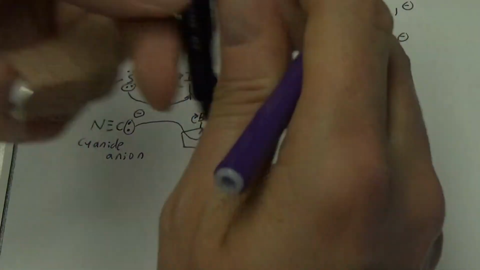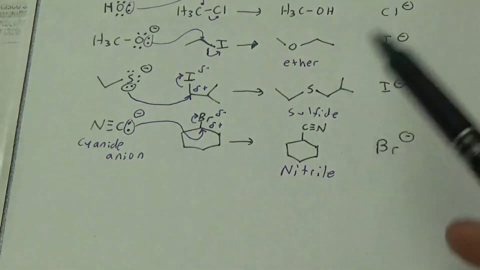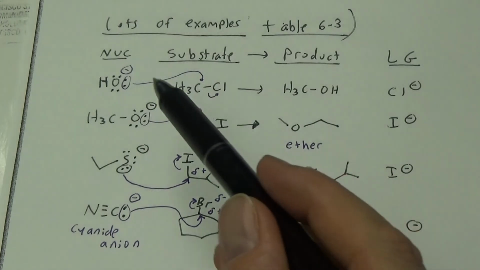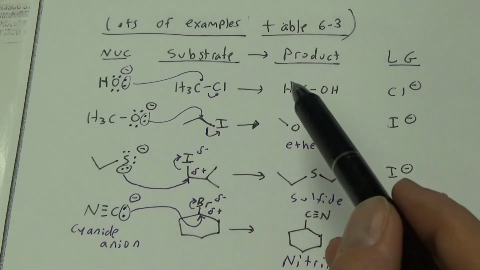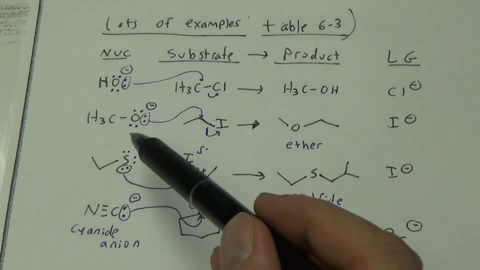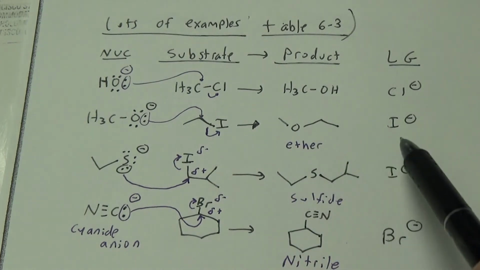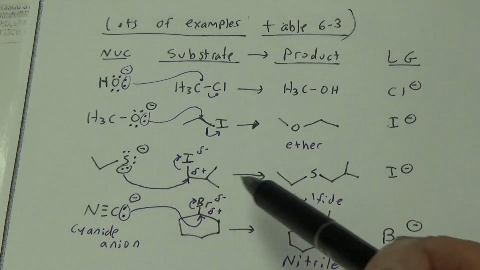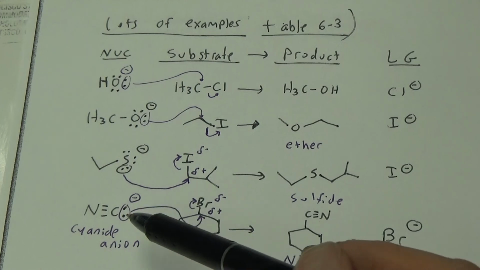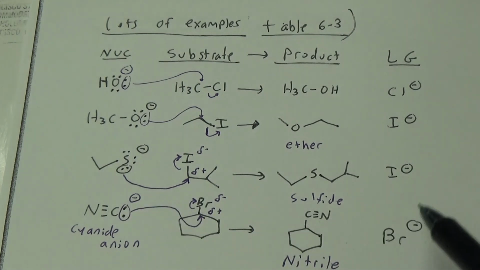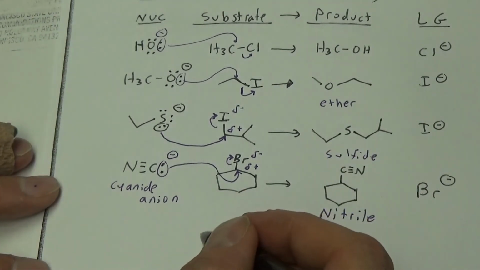Alright, so notice in all of these cases, negative plus neutral makes neutral plus negative. Negative plus neutral makes neutral plus negative. We have conservation of charge. Okay.